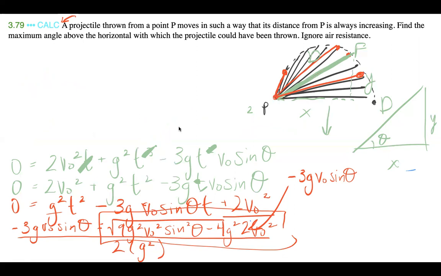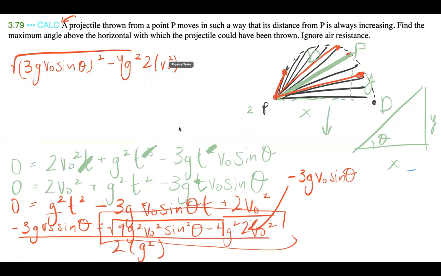So we're going to solve for 3g v naught sine theta squared minus 4g squared times 2 v naught squared. And this can be real if this entire discriminant is greater than or equal to 0. So let's set it equal to 0, because we can't have negative and we can't have imaginary time for this to happen. So we want it to be a real solution for t.